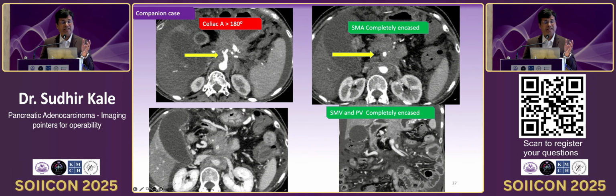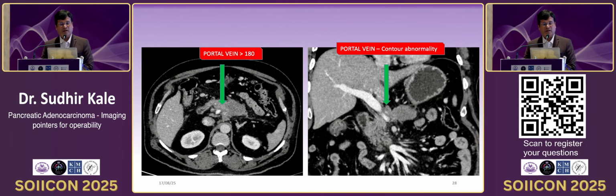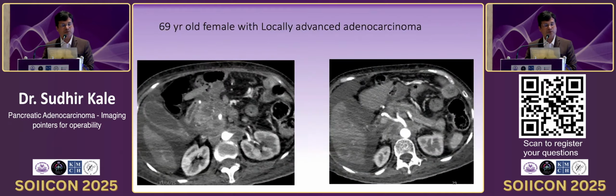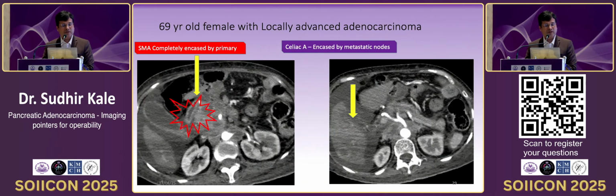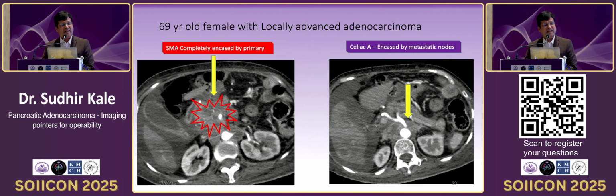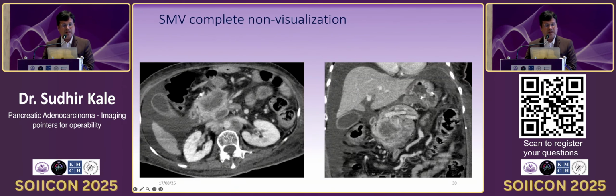Also, please take note that sometimes there could be retroperitoneal metastatic nodes which are encasing these vessels. So those are also unresectable, locally advanced cancers, right? So again, you can find these are a few other cases. Same case had the portal vein involved more than 180 degrees and portal vein contour abnormality. And another case of locally advanced adenocarcinoma, SMA completely encased by the primary, celiac axis encased by the metastatic nodes here. You can just nicely see. And again, SMV complete non-visualization because of the mass, and see, the SMV is not visualized, right?